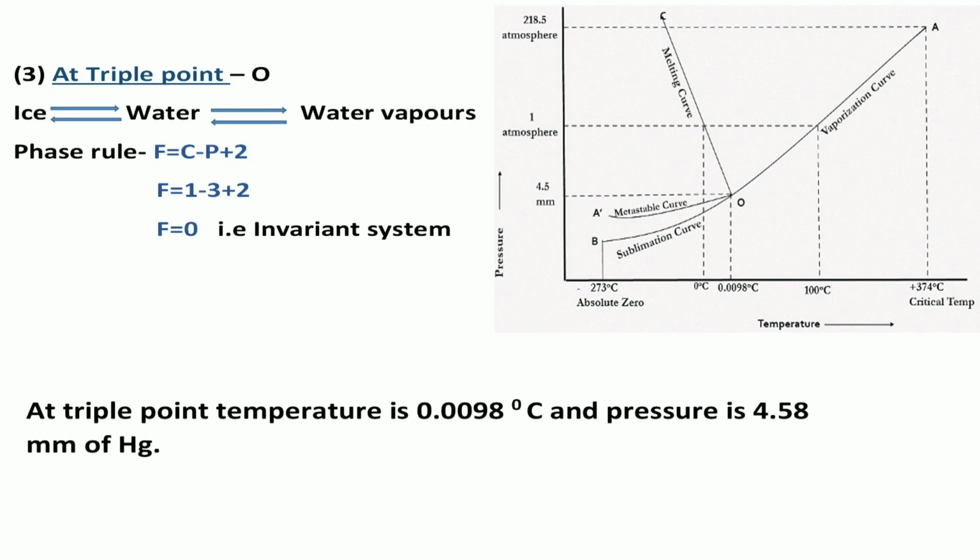The system is invariant at point O, which is possible at a fixed temperature and fixed pressure. That means at a specific temperature of 0.0098 degrees Celsius and at a specific pressure of 4.58 mm of Hg, this triple point is possible, or that means all the three phases are in equilibrium at a fixed temperature and fixed pressure.